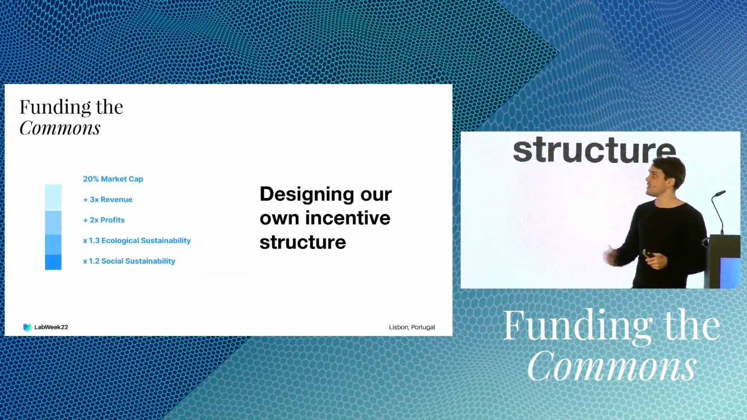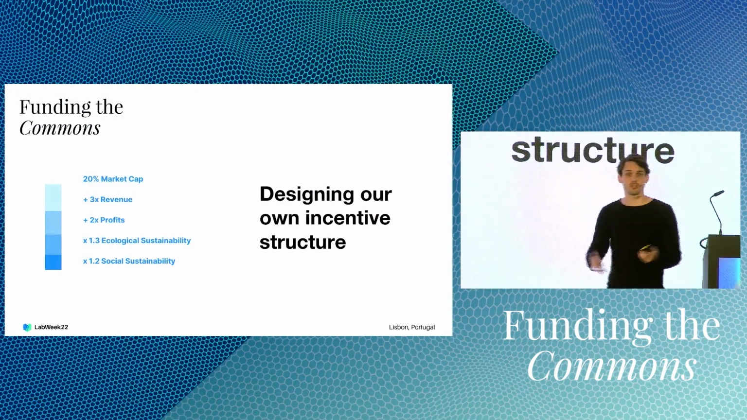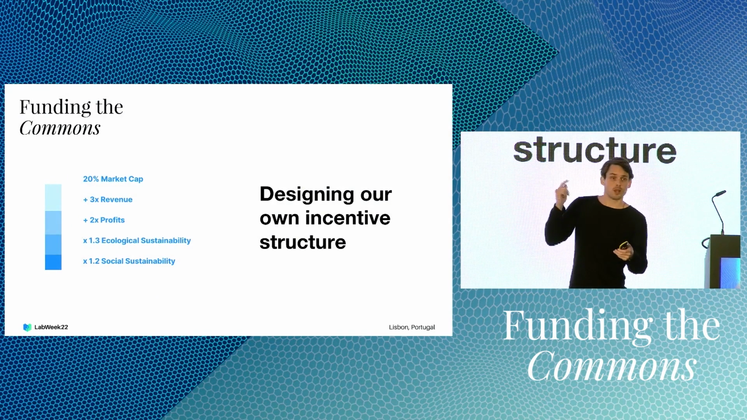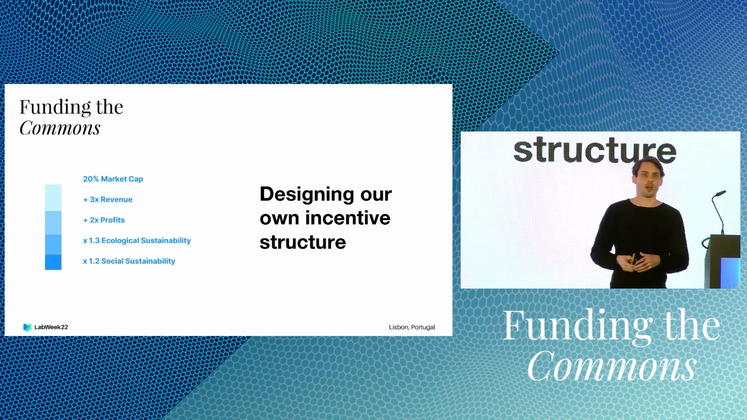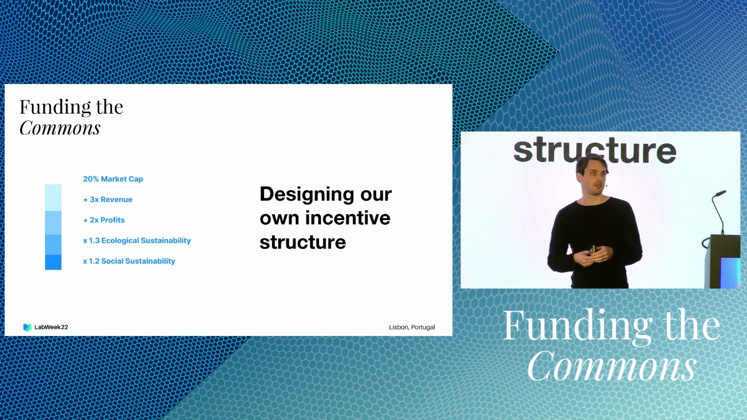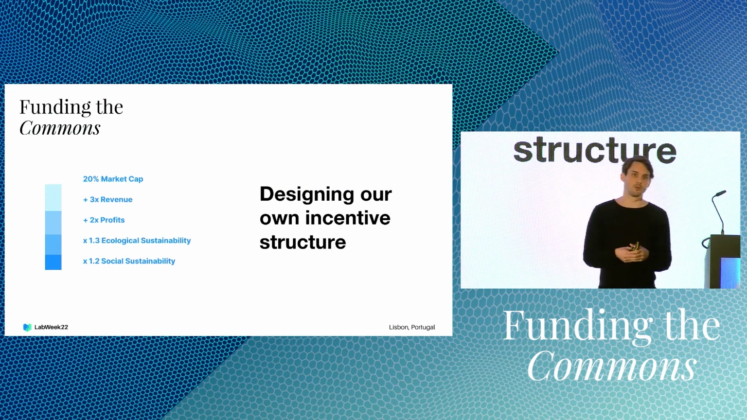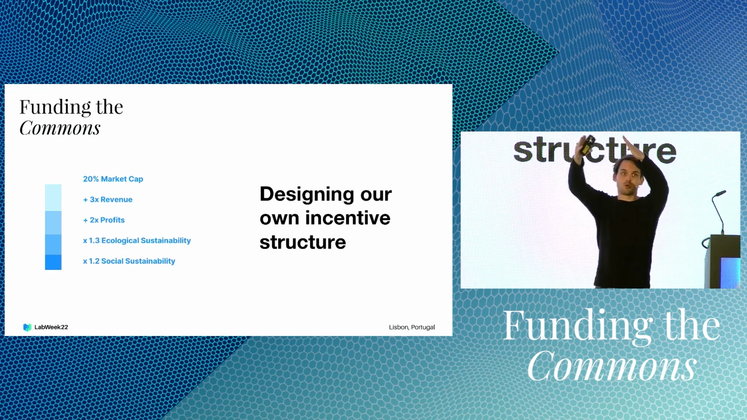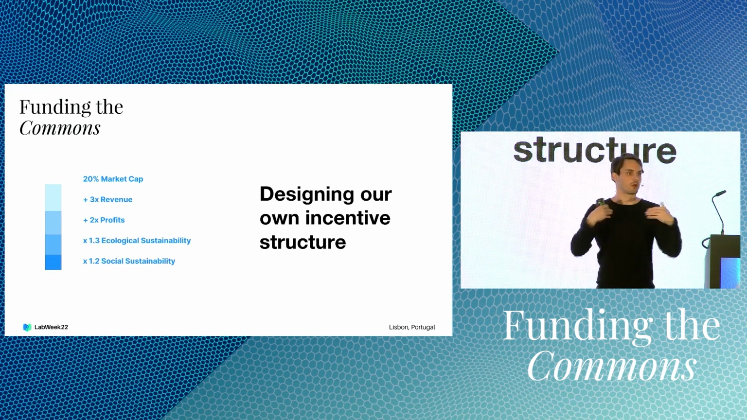What I mean is, essentially, thinking about the company valuation could be 20% of the market cap currently, plus 3x our revenue, plus 2x our profit, and we multiply all of that by how much ecological sustainability we have provided or how much social sustainability we have provided. So we can already from the beginning map out where the company is going and what we want to reward ourselves with by nature of how the payout and the value of the company is determined.